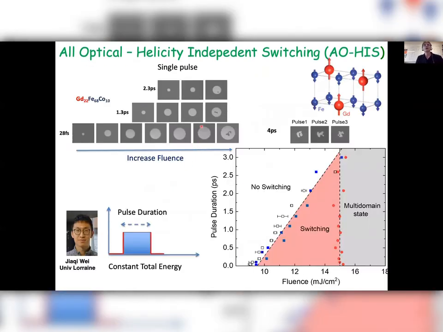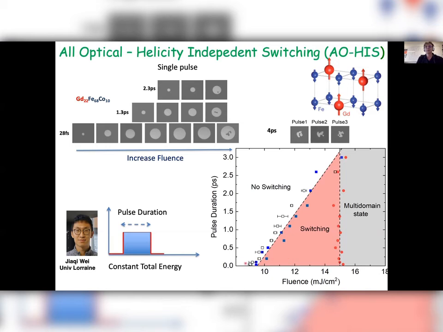If you do a state diagram, again pulse duration as a function of fluence, here you just send one pulse, and you see that the state diagram is totally different for all-optical helicity-independent switching than for all-optical helicity-dependent switching. So it's not at all the same mechanism. And in this case, you favor very short pulses.